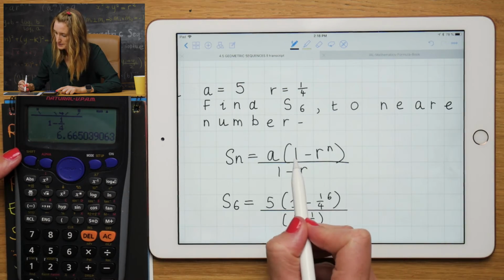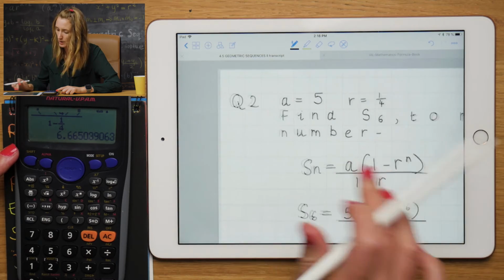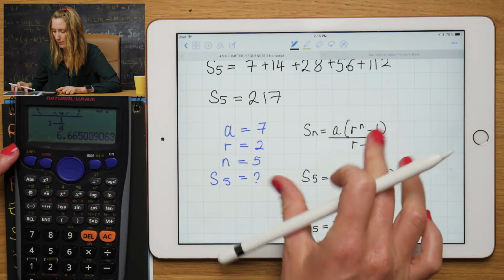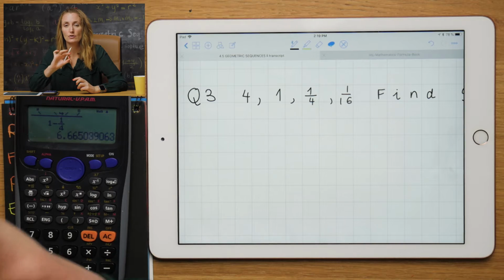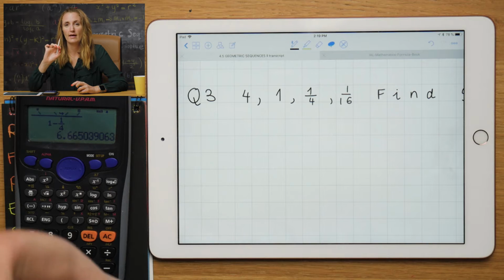So again, using the 1 minus r formula for small r's, r less than 1, and the r minus 1 formula if r is bigger than 1. If you have specifically a sequence that is decreasing, so your r has to be a fraction or a number less than 1, you have the formula for S infinity, because your sequence can go on forever and ever.